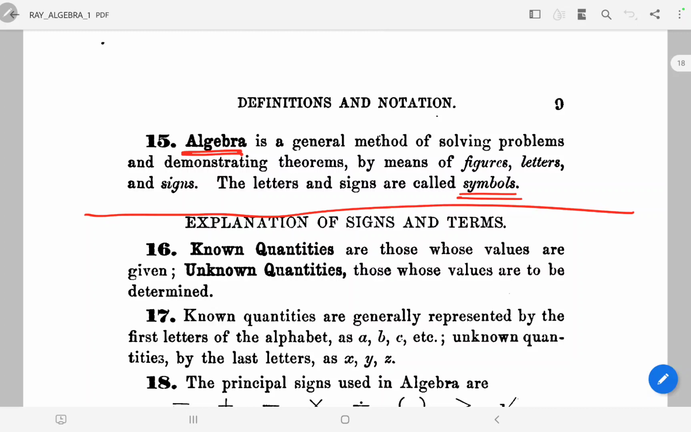And so we've covered Articles 11 through 15. We've learned about the two different kinds of questions in algebra, theorems and problems. You should understand what the differences are. We also got a little bit of information to help us understand why we represent quantities with letters in algebra. And here in Article 15, we have the definition of algebra. Algebra is a general method of solving problems and demonstrating theorems by means of figures, letters, and signs.